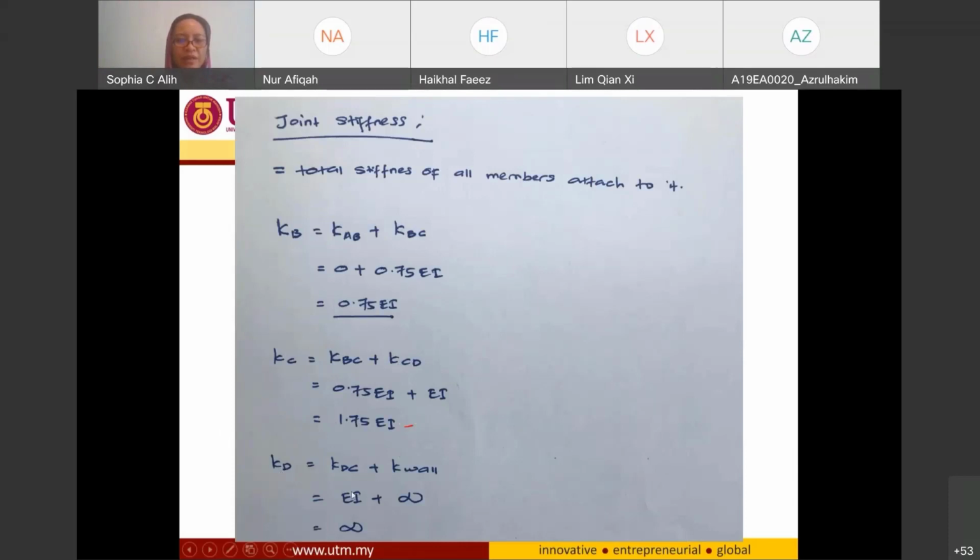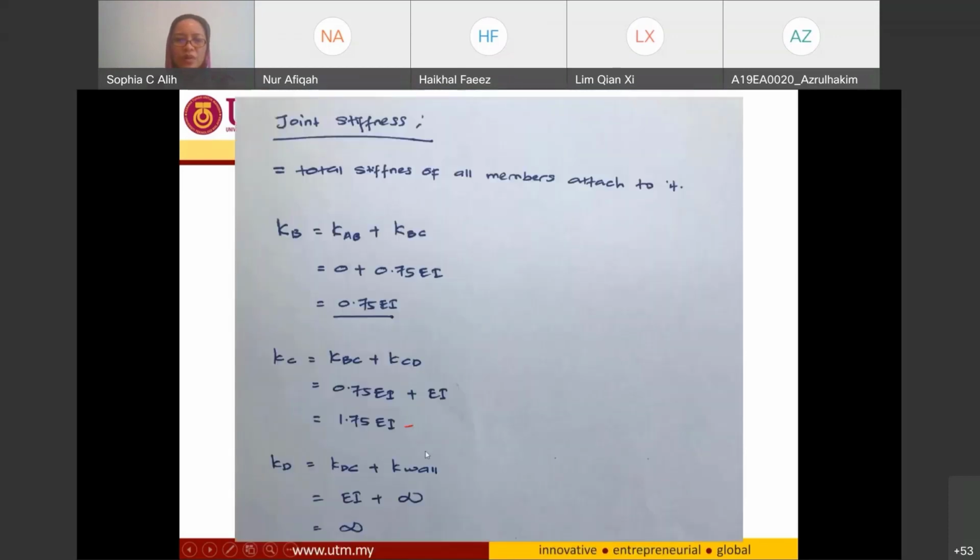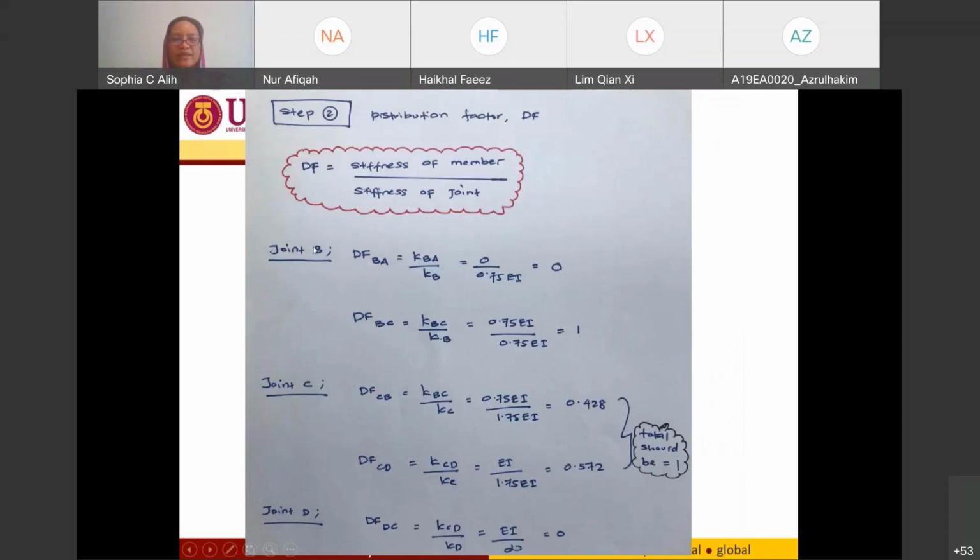And for KD, I have KDC for one member, and another one is attached to the wall, so stiffness of the wall. And the stiffness of the wall is infinity, so the total stiffness for KD is going to be equal to infinity. So this is what I have. Okay. Now I can go to the second step.